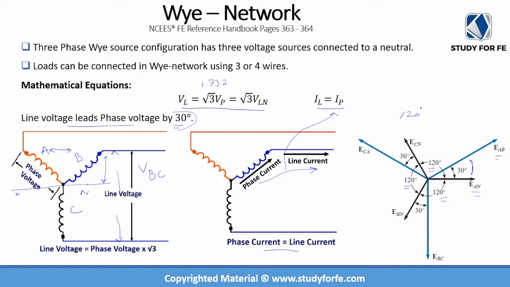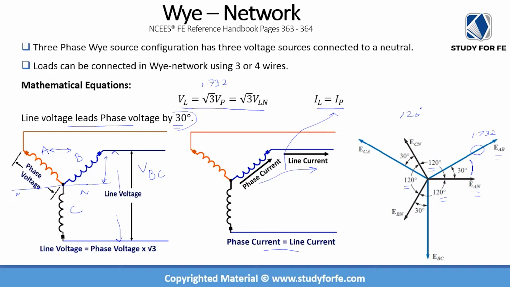Another observation is that all of these blue arrows, which represent the line voltages, are greater in length as compared to your phase voltages, and they are exactly 1.732 times larger than the phase voltages. So your line voltage, or line-to-line voltage, is greater than your phase voltage, or line-to-neutral voltage, which is the same thing. Your line current is the same as the phase current, and your line voltages lead the phase voltages by 30 degrees.